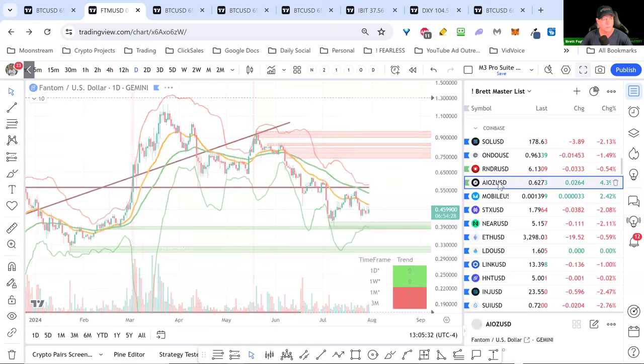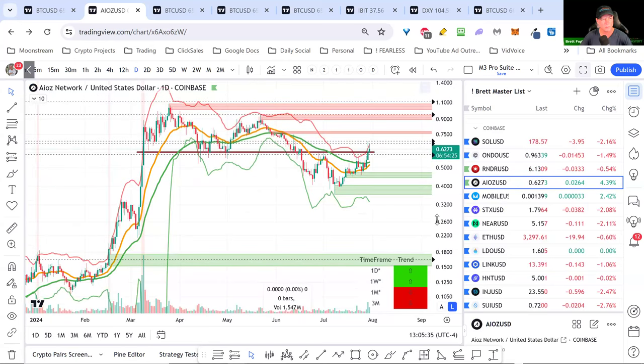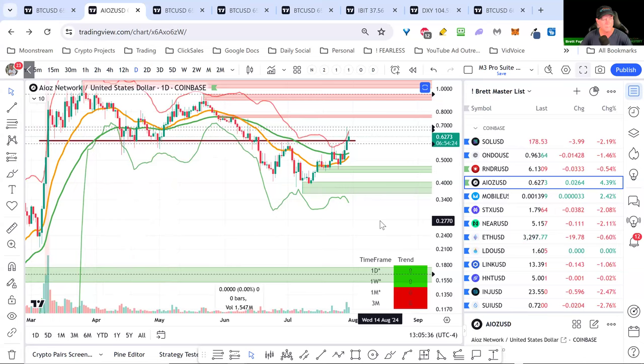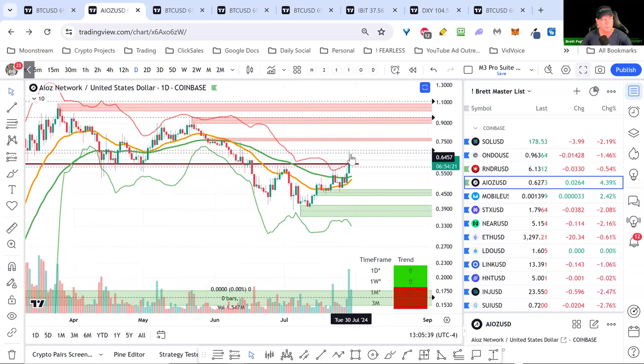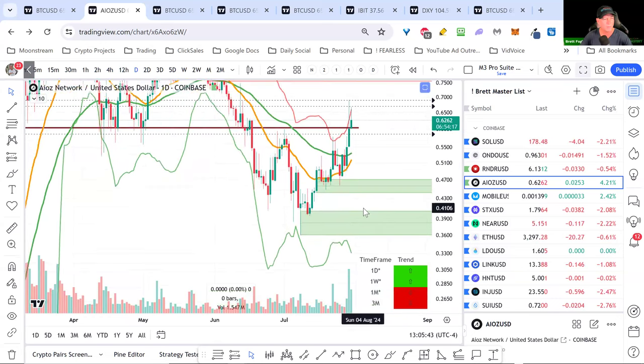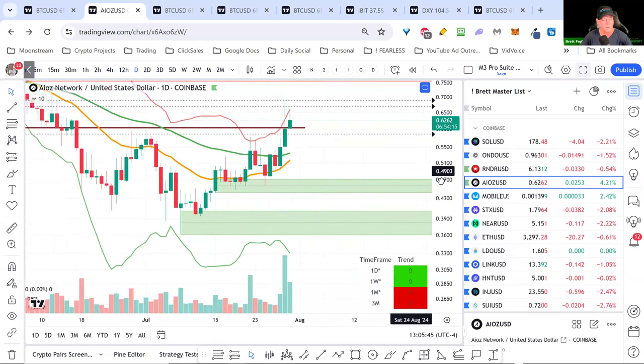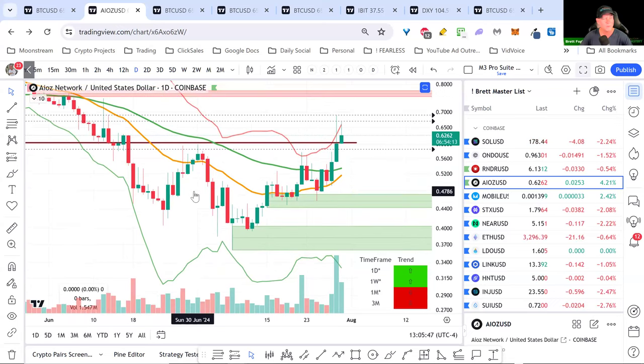And here's one that we called 2 days ago, AIOZ, that had a nice little push up. I sold some here last at the upper Bollinger Band. So here's a good example of how that upper Bollinger Band should be your take profit zone. Let me pull this up on a 1 hour, 4 hour. This thing had a nice pump 2 days ago after hours. And I wasn't watching the daily, I was watching the 1 hour, 4 hour. But anytime these coins get above that Bollinger Band, they almost always sell back down below.